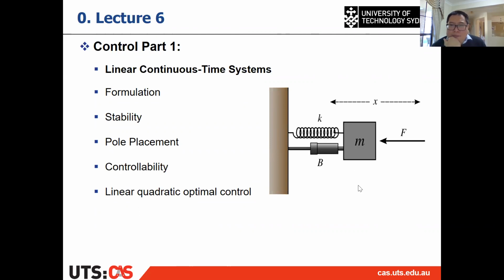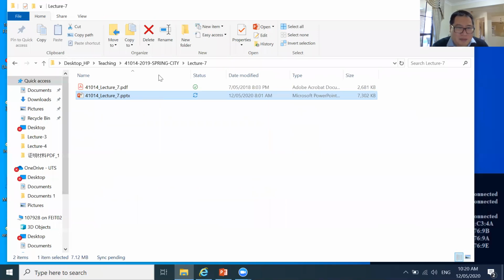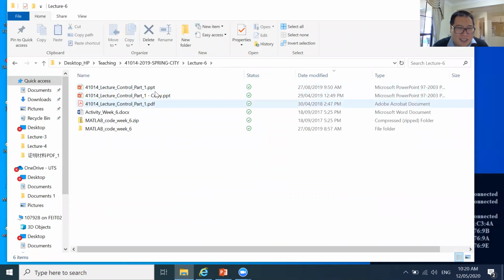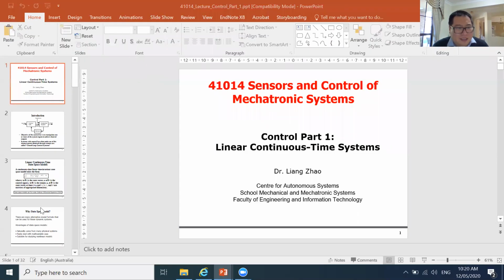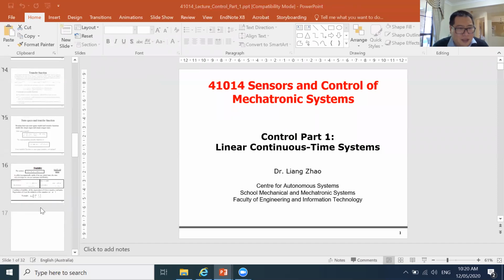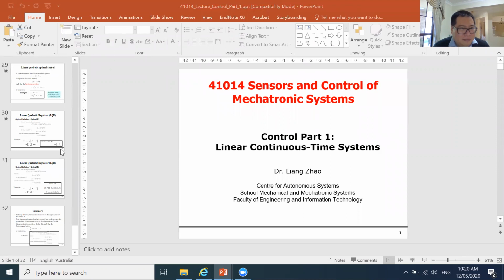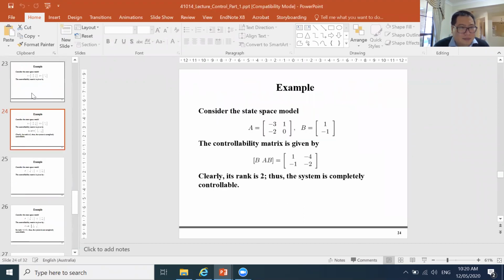Okay. So I think you've got nearly everything, though some of you may nearly forget everything about what we talked about in the last lecture. It's just a review about the linear continuous time system. Yeah, where we talk about, there we go. That's the controllability.